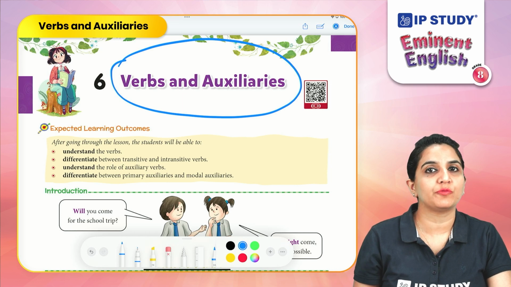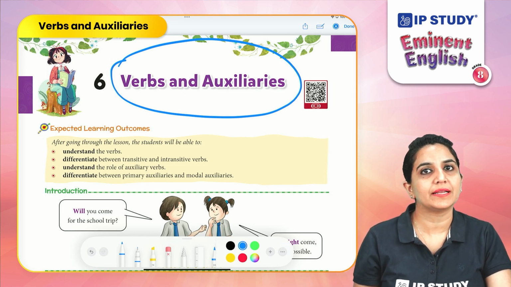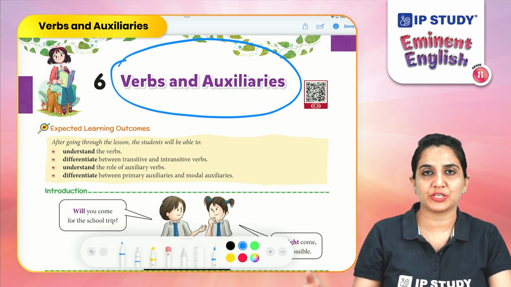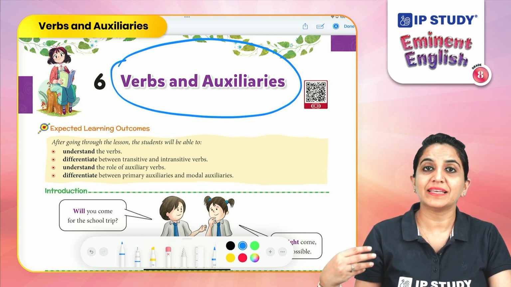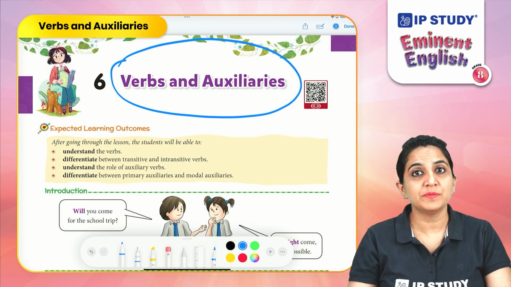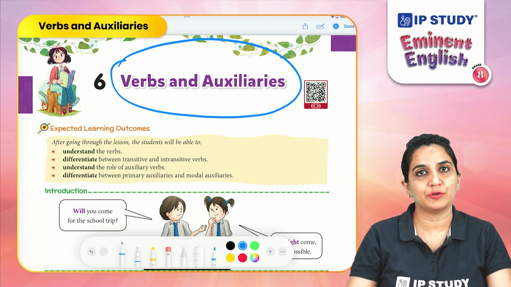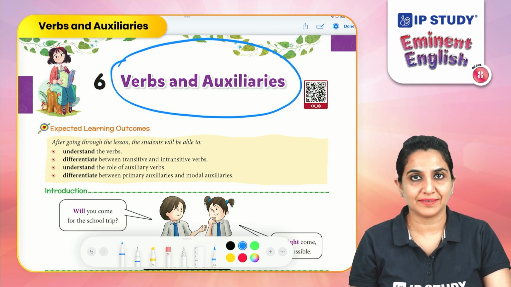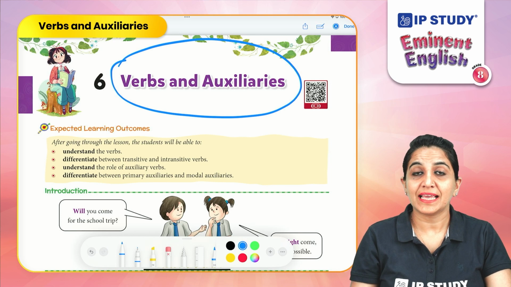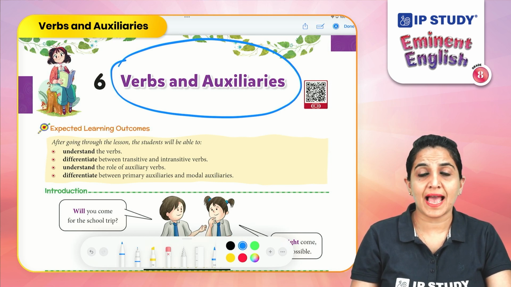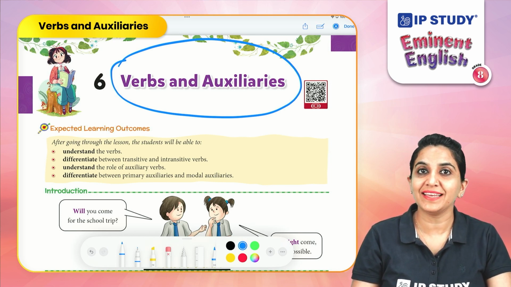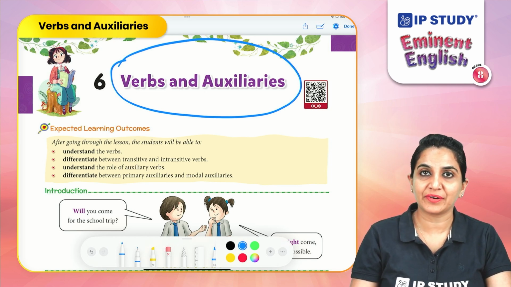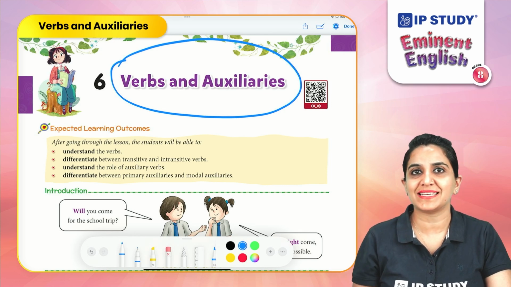There are two types of verbs, the main verb and the auxiliary verb. The main verb is the verb which tells us about the action. For example, run, eat. The auxiliary verbs are those verbs which help the main verb to form the complete sentence. For example, she is running. He has eaten. In these two sentences, is and has, they both are auxiliary verbs because they are helping the main verbs running and eaten to complete the meaning of the sentences.